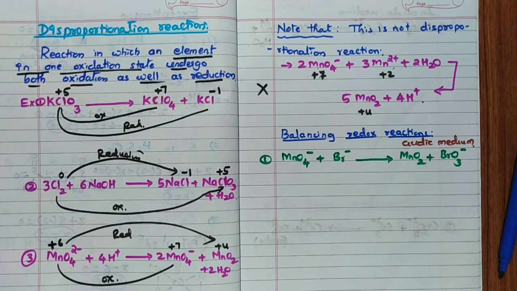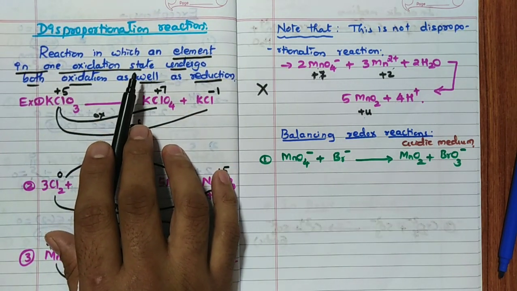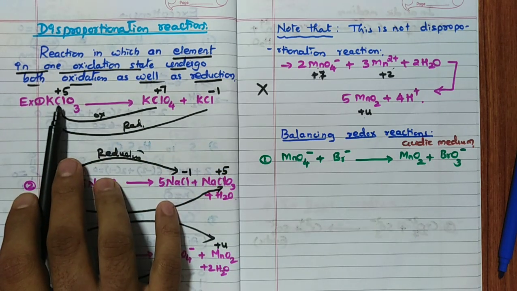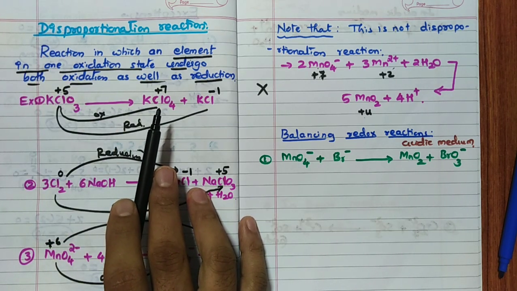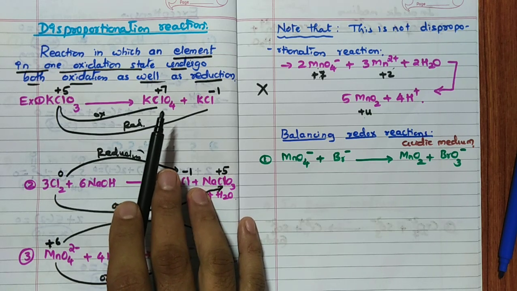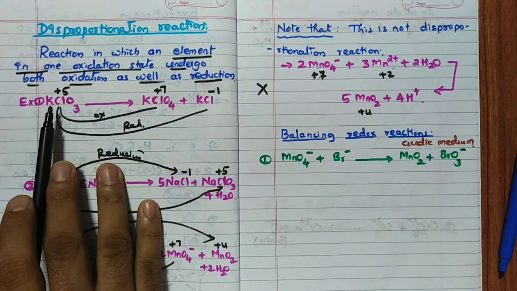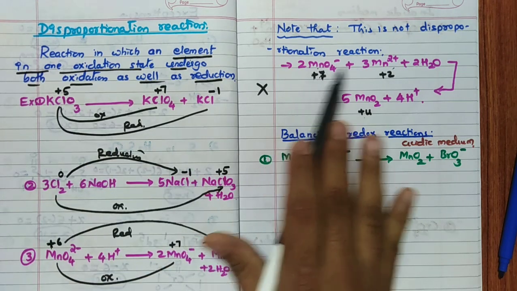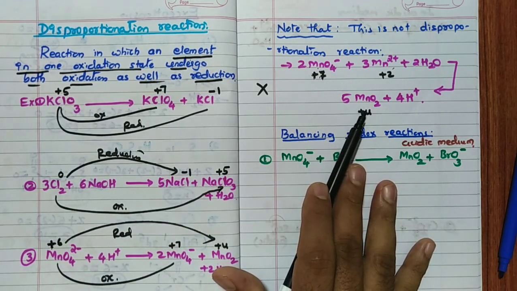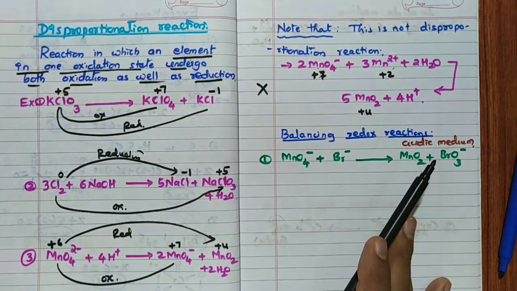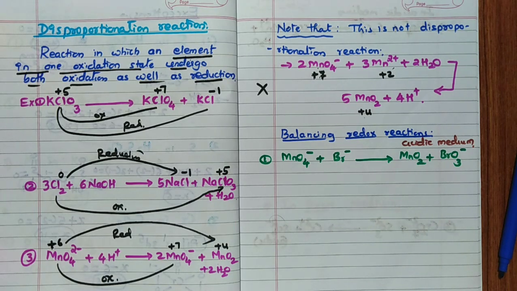Remember why: disproportionation reaction means the element present in one oxidation state should be on the reactant side. On the product side, you have to get two compounds of the same element having different oxidation states. Understood? So according to the rule, the element in the reactant side should be present in one compound. Here you can see two compounds. Then the product should give two compounds, but here only one compound. If I reverse this reaction, it is disproportionation, but this is not a reversible reaction, I cannot do that. So this reaction is not a disproportionation reaction.